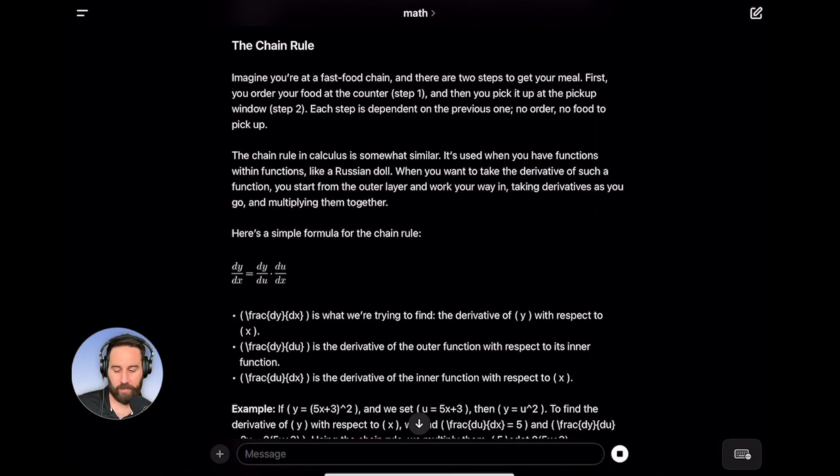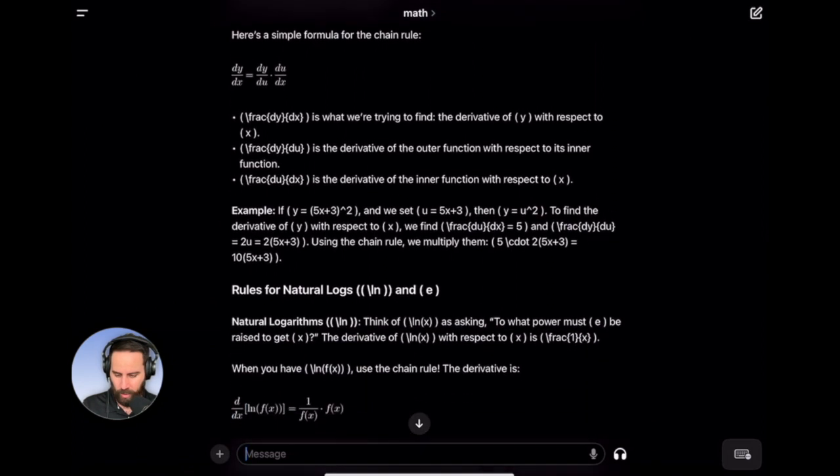Imagine you're a fast food chain and there are 2 steps to get your meal. First, you order your food at the counter, and then you pick it up at the window. Each step is dependent on the previous one. No order, no food to pick up. Okay, interesting. The chain rule in calculus is somewhat similar. It's used when you have functions within functions, like a Russian doll. When you have to take the derivative of such a function, you start from the outer layer and work your way in, taking derivatives as you go and multiplying them together. Okay, that's cool. Here's a simple formula for the chain rule.